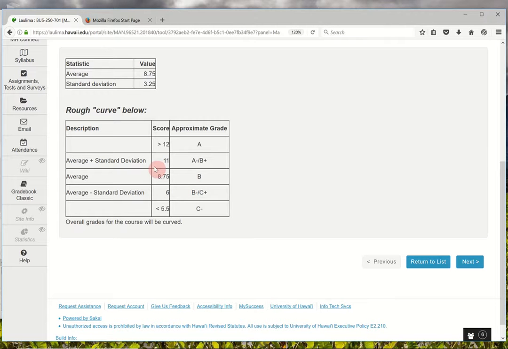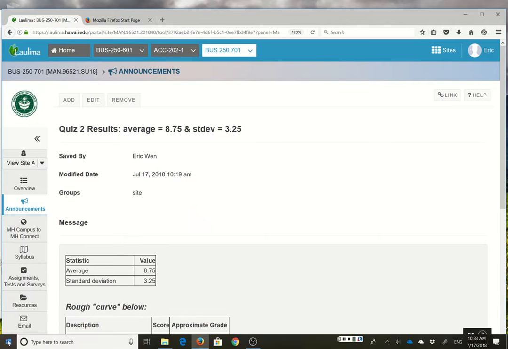Okay. And then what you typically do is you take the average and you add a standard deviation. So that's about 11. Average plus standard deviation is about 11. So that's like the bottom of the A minuses, the top of the B's. And then if you take the average and subtract the standard deviation, that's about 5 or so. I think 5.5. And so that's kind of the bottom of the B's and the top of the C's, sort of, and below that, it's kind of like a C minus. Okay, so that's roughly how the distribution is.